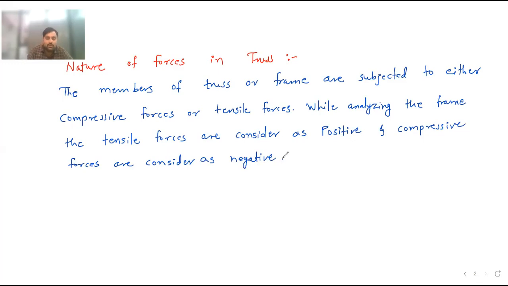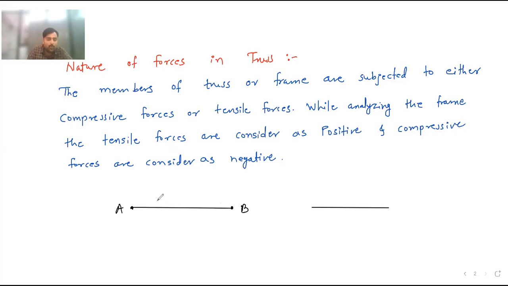Okay, so now how to show the tensile forces and compressive forces, that I will show you the sign symbol. So now these are the two members. Suppose now the name of this member is AB. So this is your joint A and this is the joint B. The name of the member is AB.